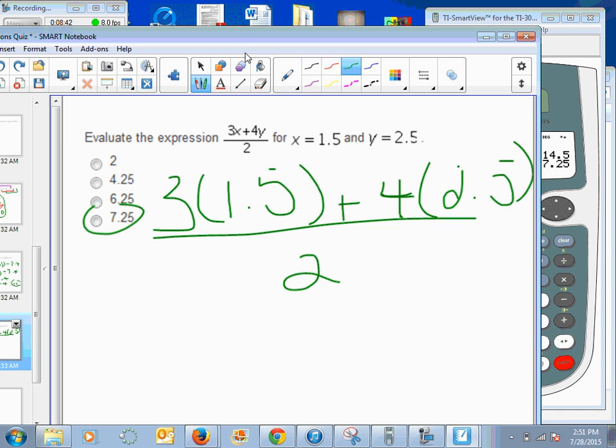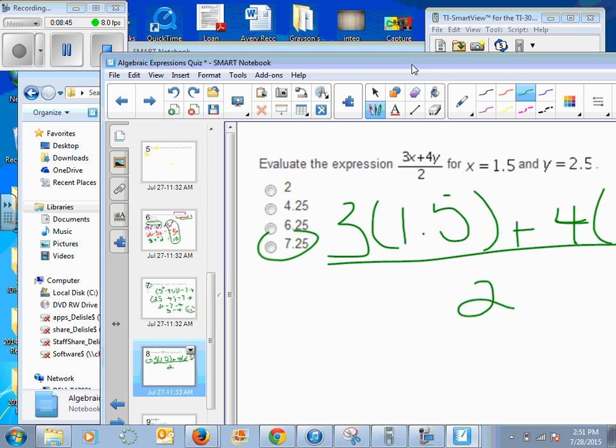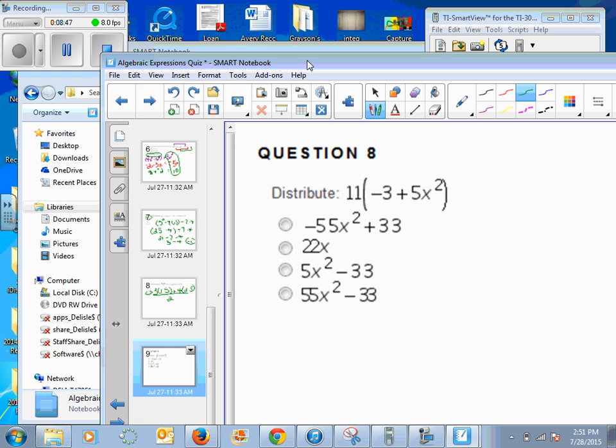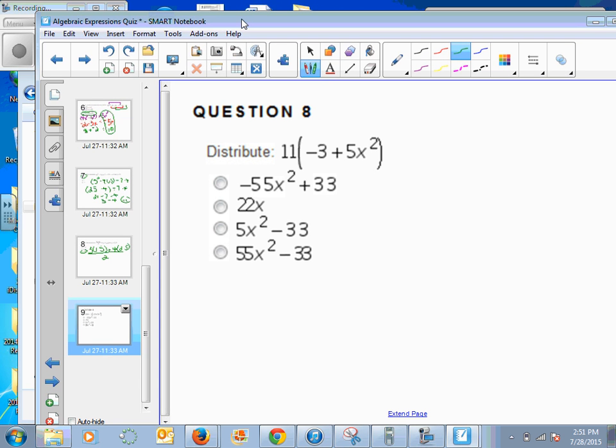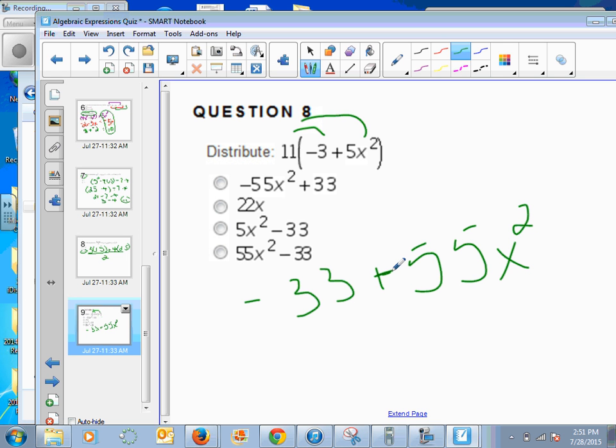And I think there's one last one. Let's take a quick look. Okay, distribute. Yeah, the distributive property. We looked at that in that last section. Remember, all we're going to do is take this 11 times each of those bits right there. So 11 times negative 3, you get negative 33. And then 11 times 5x squared is going to give you 55x squared. And again, you just rewrite that with the 55x squared coming first, and that's going to be minus 33 right there.